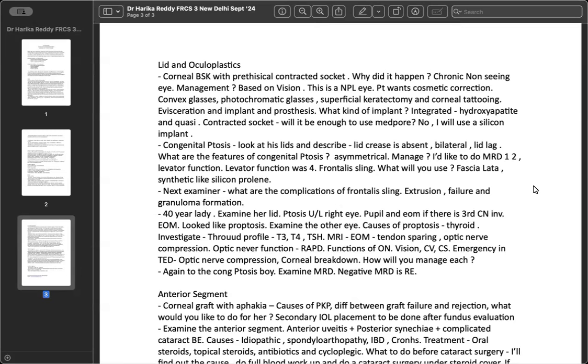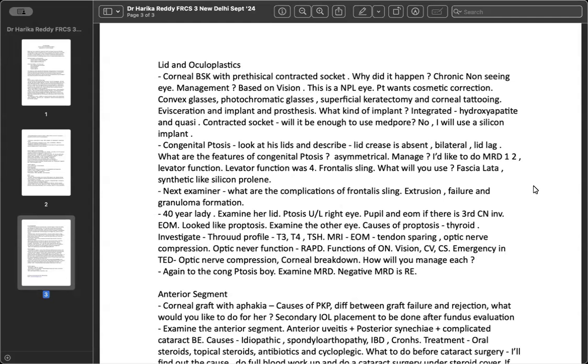And he asked me to perform levator function. The levator function for him was 4 in one eye. Then he asked me, what would you do? Since the LPS function is poor, I told him I would use frontalis sling. He asked me, what would you use as a sling? And I told him about fascia lata and synthetic ones. So this was my 5 minutes.